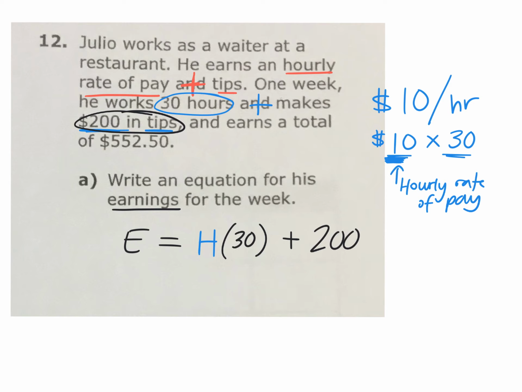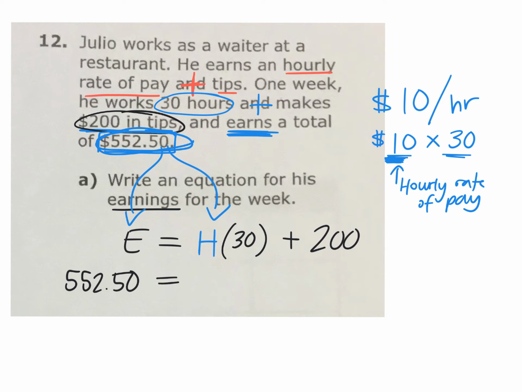Now, it tells us, though, that in that week he earned this much money, $552.50. Can you plug that into the equation somewhere? Where would I plug in this number? Would I replace it for H or would I replace it for E? Okay, so let's replace E with 552.50, and then we have H times 30. You could also write that as 30H, right? Plus 200. We want to know what his hourly rate of pay is.